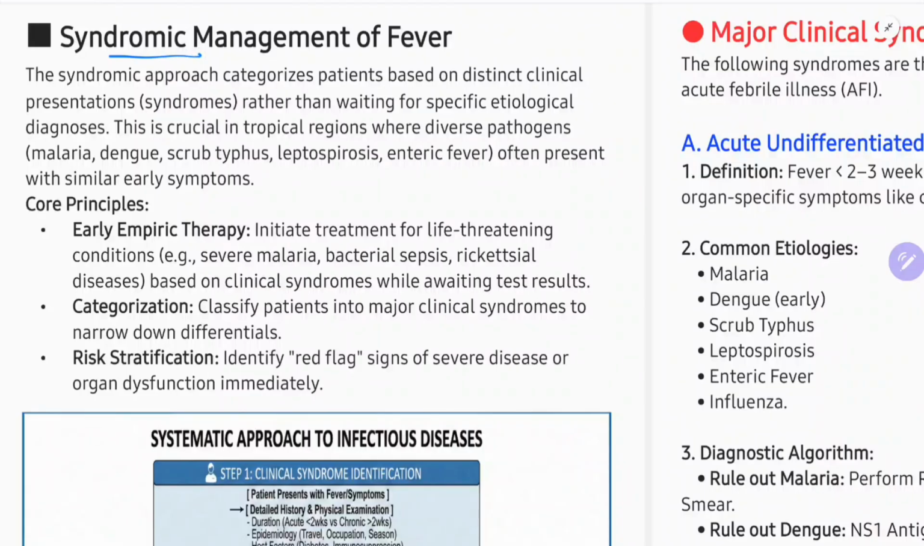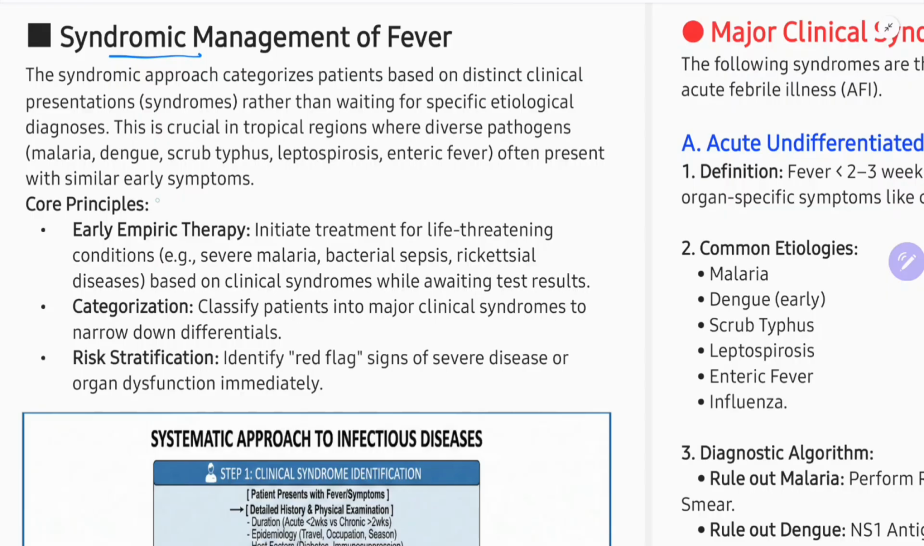The syndromic approach categorizes patients based on distinct clinical presentations, nothing but syndromes, rather than waiting for a specific etiological diagnosis. This is important in tropical regions where diverse pathogens, for example malaria, dengue, scrub typhus, leptospirosis, and enteric fever, often present with similar early symptoms.